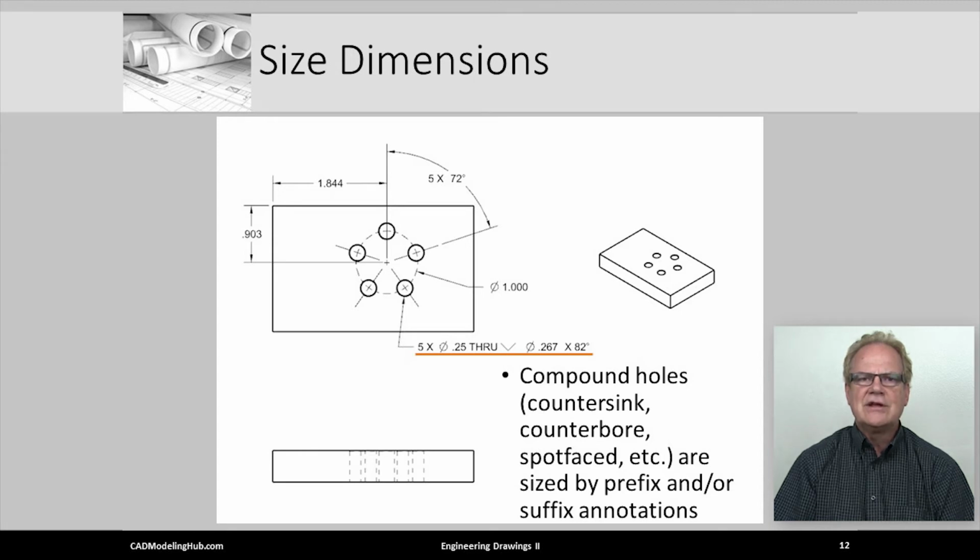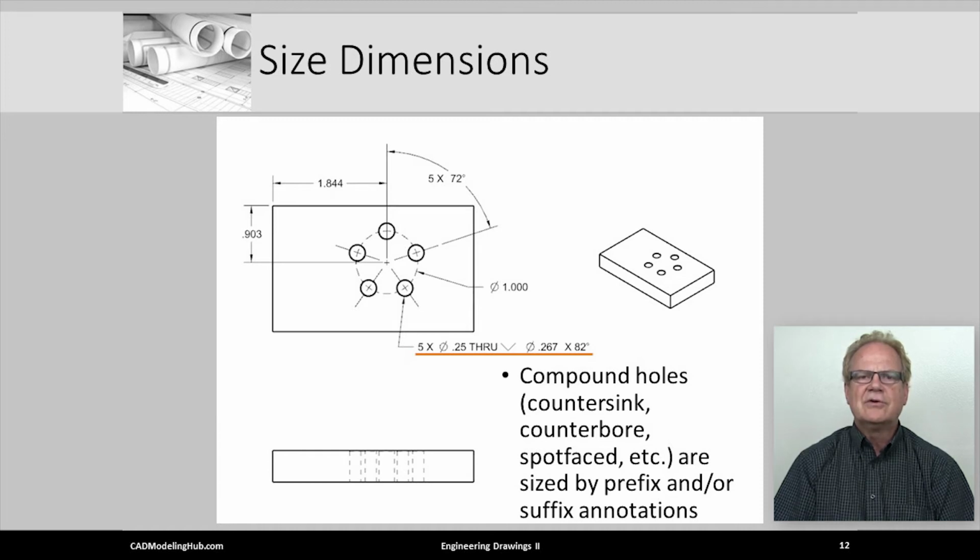Now look at the annotation underlined in red. This annotation uses some symbols we are familiar with, and others we are not. The X means times or by. The circle with the line through it means diameter. But what does the wide V mean? Its name is countersink, meaning a tapered transition into the hole.